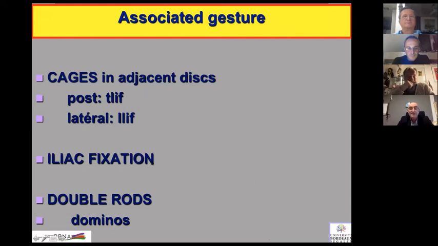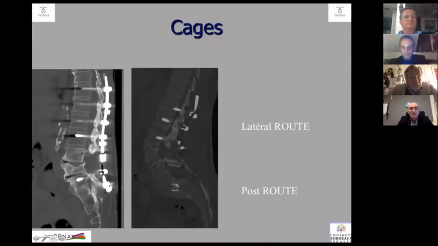Iliac fixation is often recommended because if you do the PSO at L4, for instance, you have only L5 on S1 fixation, it's not enough to have a long construct. So iliac fixation is recommended with sacroiliac fixation and iliac fixation. Also, it's recommended if you don't have a very strong bone posteriorly because the patient was already operated before, to use double rods and domino also to avoid to apply too much compression on the screws.